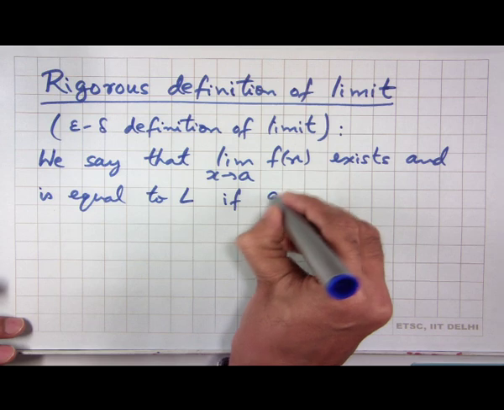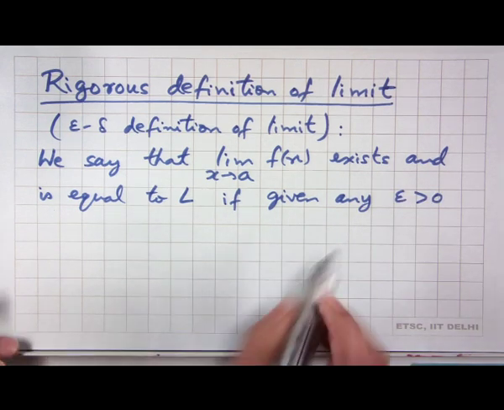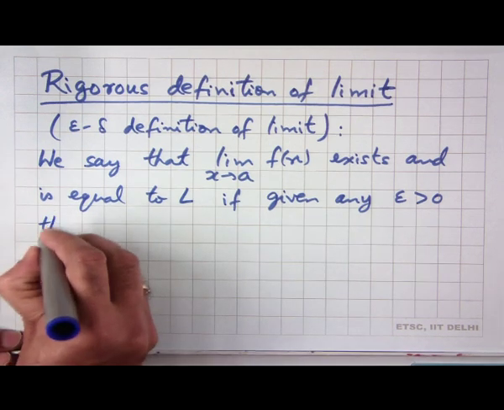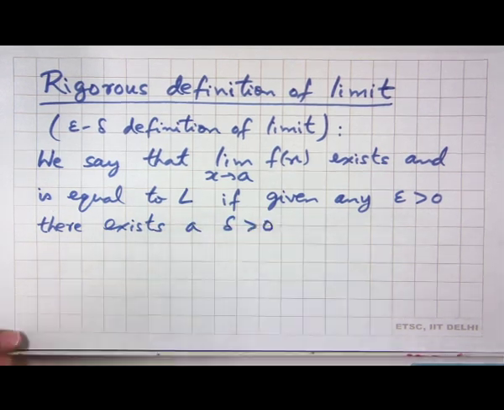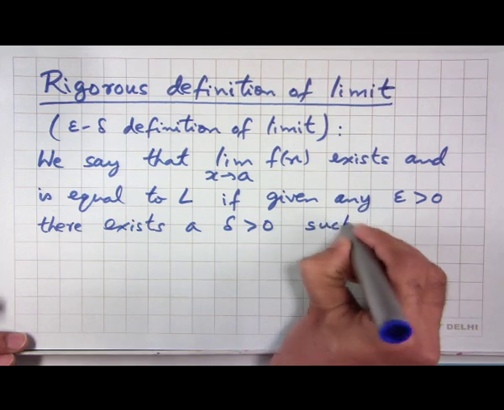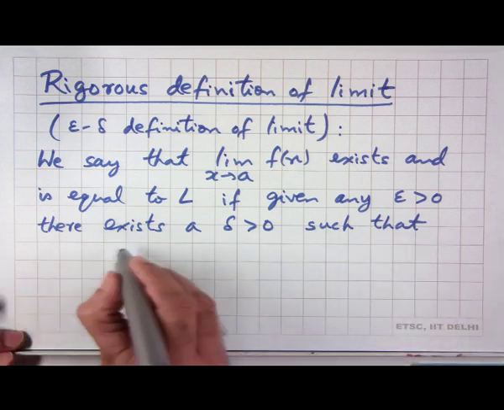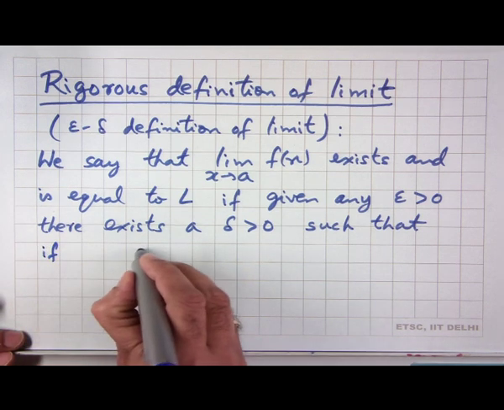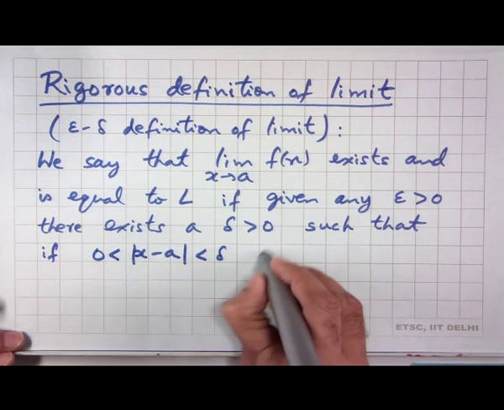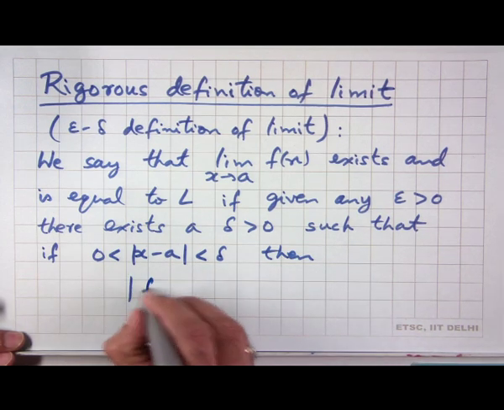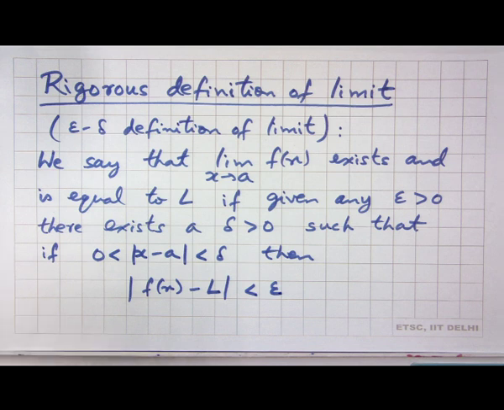if given any epsilon positive. So, if you take any real number epsilon which is positive, then there exists a real number delta which is also positive, such that if mod x minus a is less than delta and greater than 0, then mod of f of x minus L should be less than epsilon. Let me highlight these things.